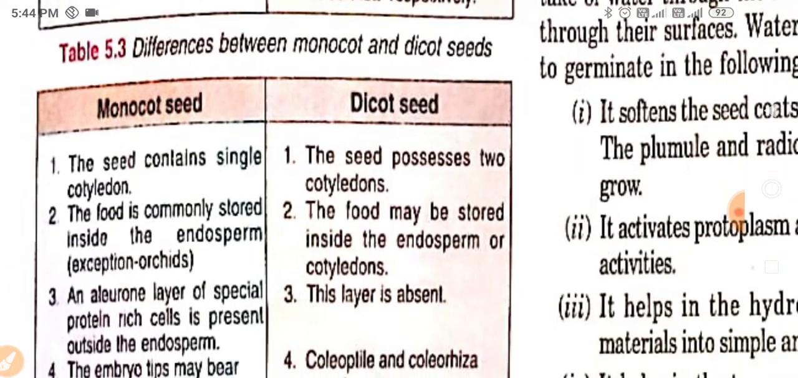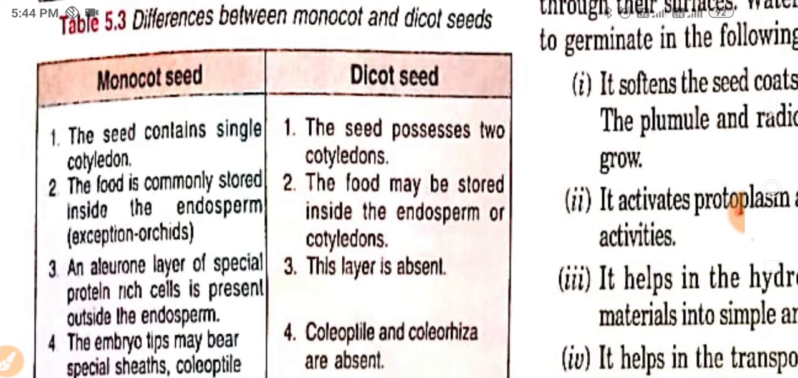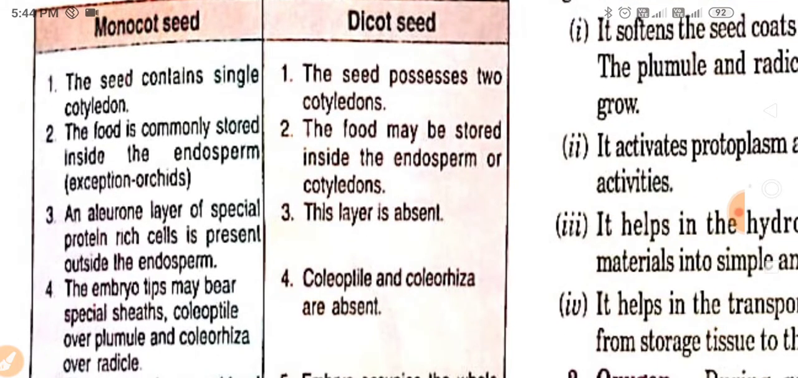And the difference between dicot and monocot seed. The monocot seed contains a single cotyledon, as we know, and the dicot possesses two cotyledons. The food is commonly stored inside the endosperm. One exception is there, orchids, in which it is not stored. In dicots, the food may be stored inside the endosperm or cotyledons. An aleurone layer of special protein-rich cells is present outside the endosperm in monocots.